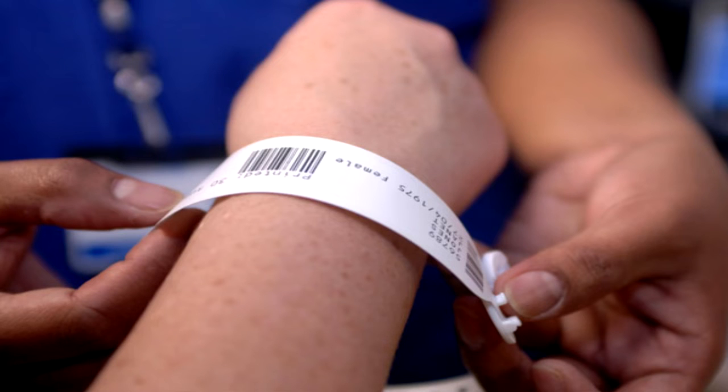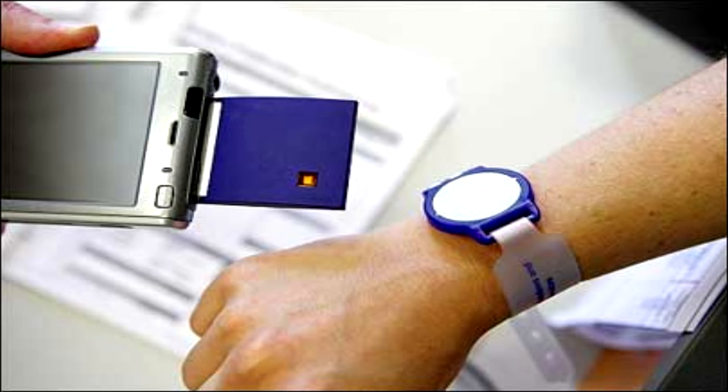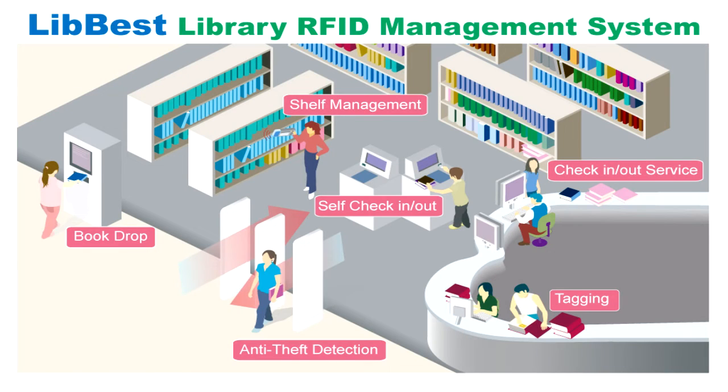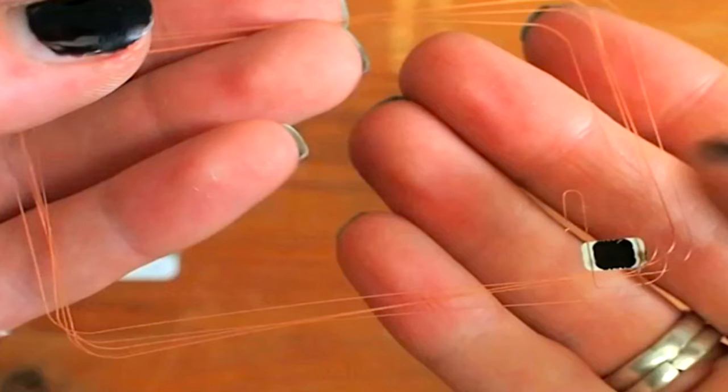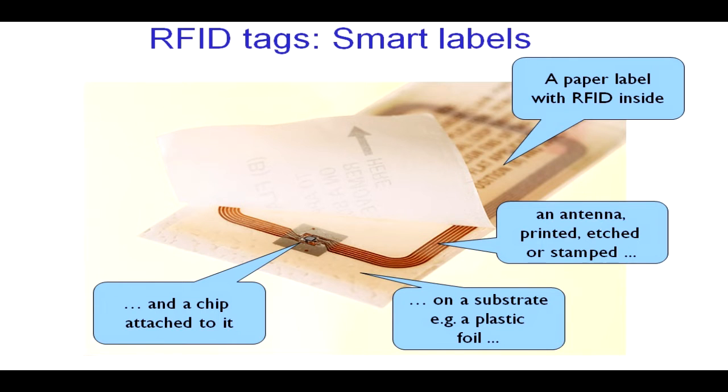RFID tags are used in many places like institutions, industries and organizations. In hospitals, RFID is used to monitor the patient's health condition and location information. In public libraries and retailer shops, it is used to track the required items. An RFID tag contains a microprocessor, SoC chip and antenna. Both are placed in a plastic substrate and covered by a paper label, as shown in the image.